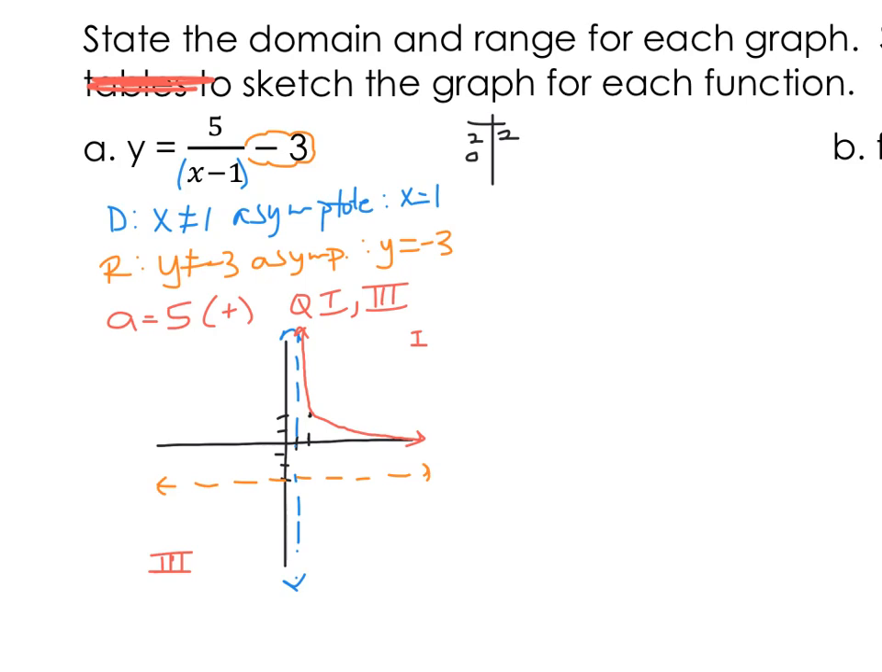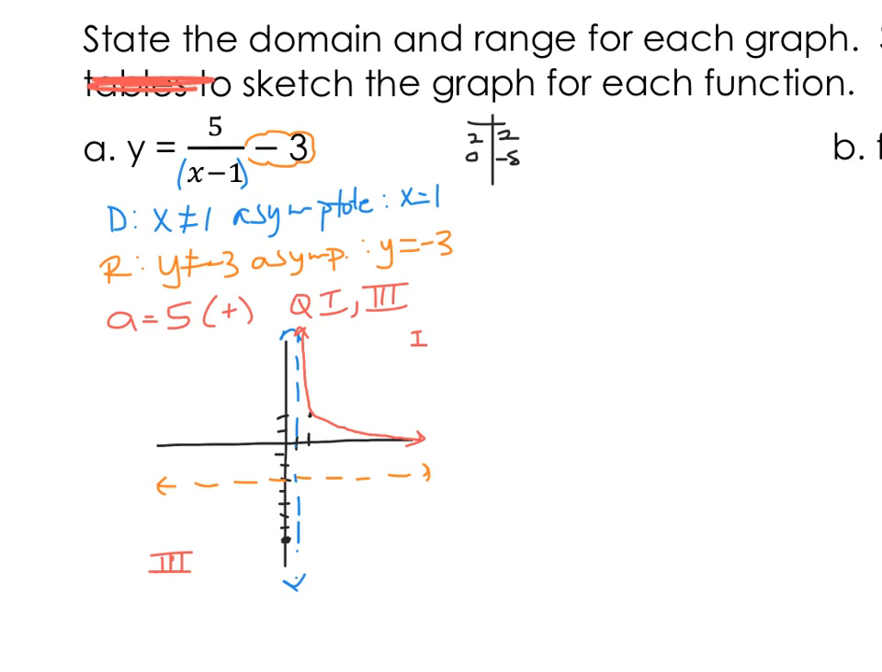Well, then 0 minus 1 in the denominator is -1. And 5 divided by -1 is -5, minus 3 goes all the way down to -8. So I'm writing down 3, and I'm going to go 4, 5, 6, 7, 8. It goes through that point.